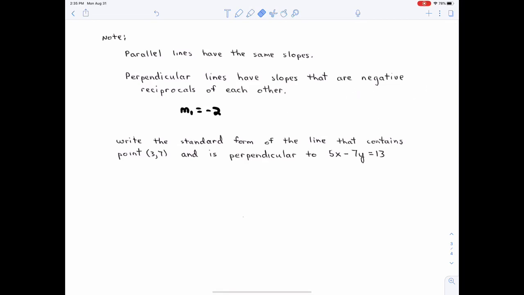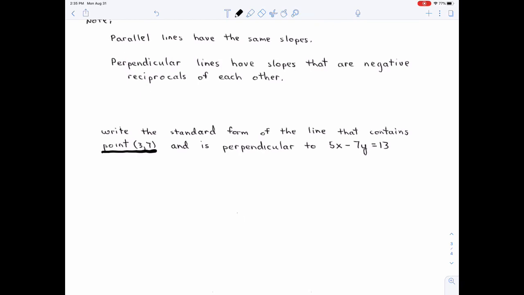So let's take a look at an example. Here, write the standard form of a line that contains a given point and is perpendicular to a given line. So what do we need to know? We need to know a point and a slope, right? Okay, so here's your point. Fine. Now here's your slope, but this doesn't give us the slope, okay? But we want to know the slope of this line in order to find the slope of a line that's perpendicular. So what form can I change this into?